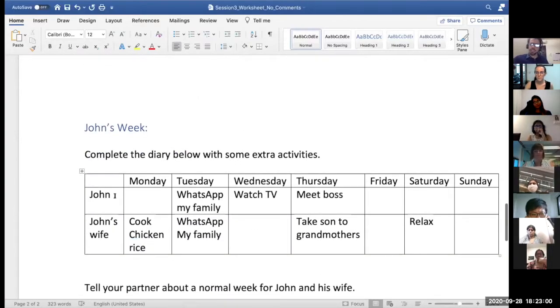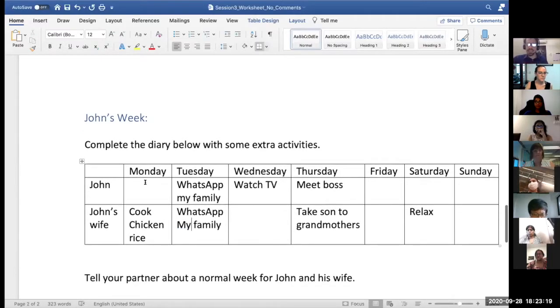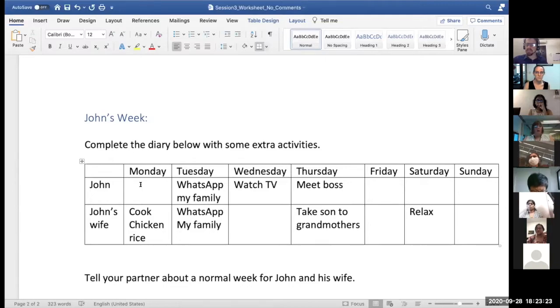This is John's diary for every week. John WhatsApps his family on a Tuesday. John's wife also WhatsApps her family on Tuesdays. Can you tell me what other activities John does? What does John do on Monday? Reads a book. Yes.